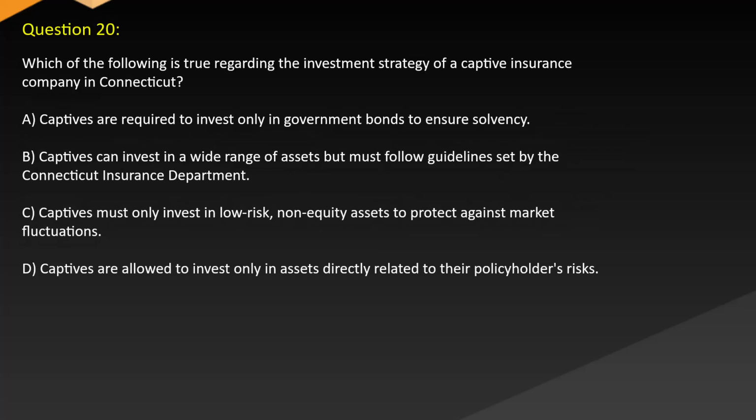Question 20. Which of the following is true regarding the investment strategy of a captive insurance company in Connecticut? A. Captives are required to invest only in government bonds to ensure solvency. B. Captives can invest in a wide range of assets, but must follow guidelines set by the Connecticut Insurance Department. C. Captives must only invest in low-risk, non-equity assets to protect against market fluctuations. D. Captives are allowed to invest only in assets directly related to their policyholders' risks.